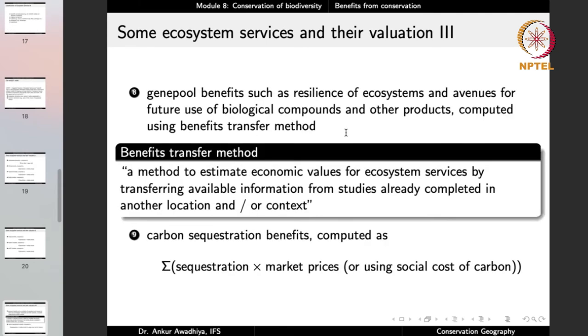production into market prices. Now, to look at the gene pool benefits, such as the resilience of ecosystems and avenue for future use of biological compounds and their products, they can be computed using the benefits transfer method. Benefits transfer method is a method to estimate economic values for ecosystem services by transferring available information from studies already completed in another location and/or context. So basically, because things such as gene pool benefits are difficult to compute in each case, for one particular forest, we can compute the gene pool benefits and use that particular value in the computation of ecosystem services of various different forests.